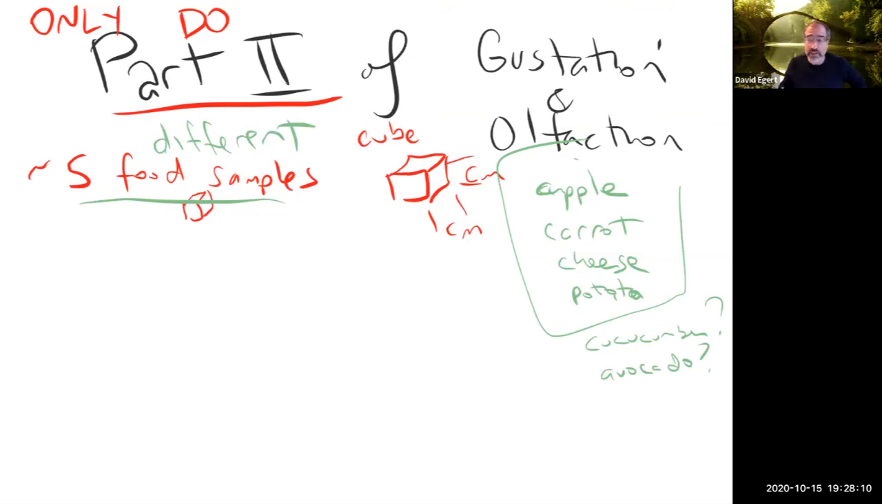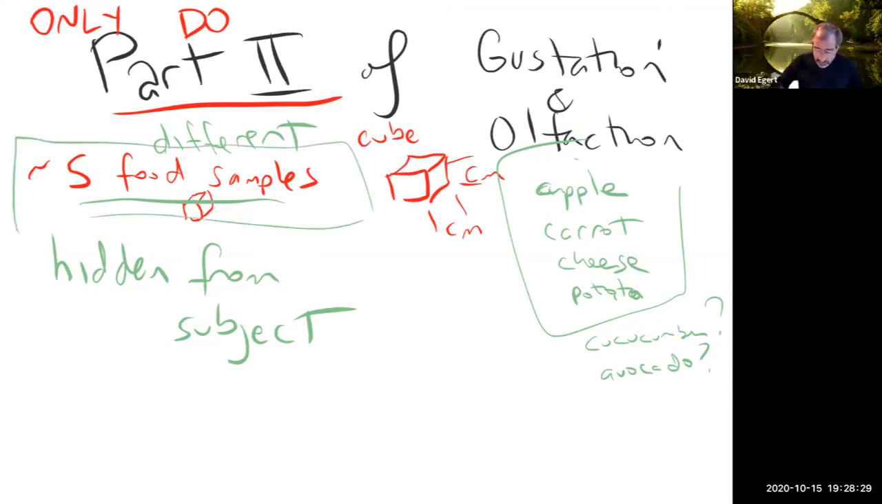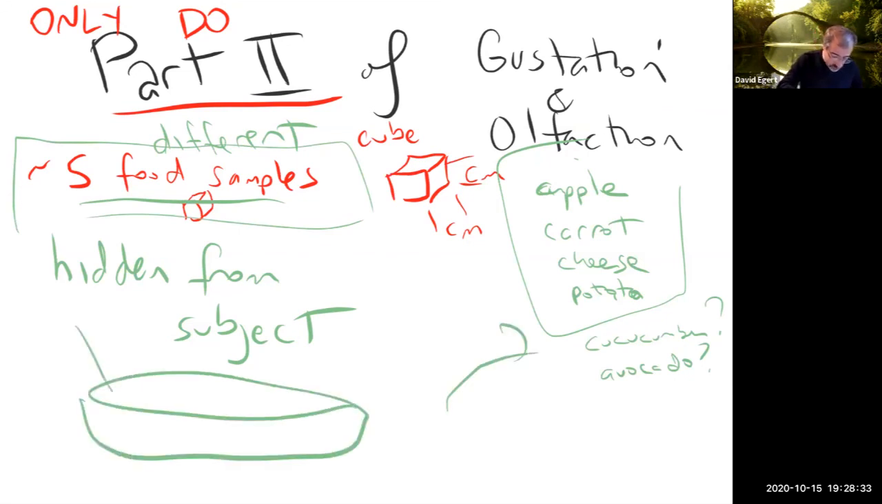These should be hidden from your subject. Your subject should not have any idea what to expect. So you're going to prepare these 5 or 6 or however many different samples. They're just sitting in a little bowl. You can have maybe a toothpick to pick them up or something. So now you're ready to go.